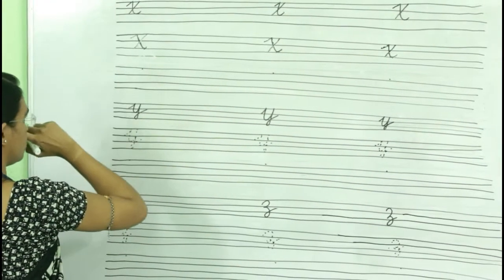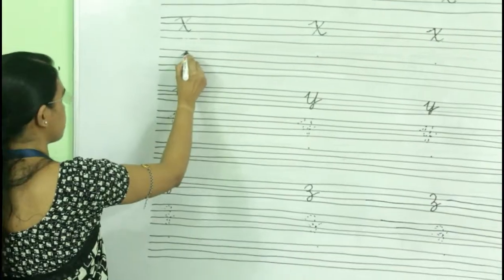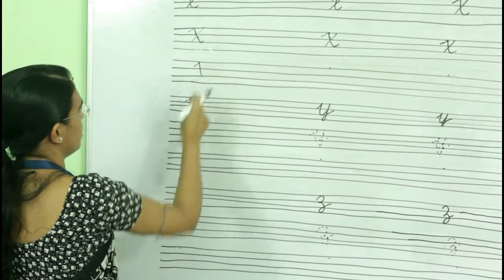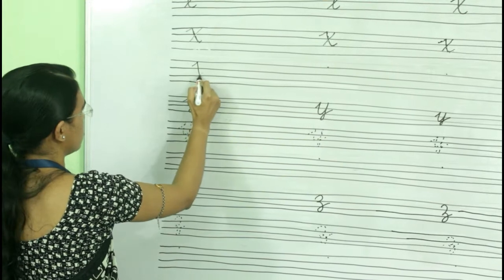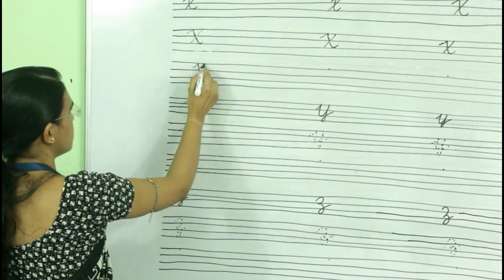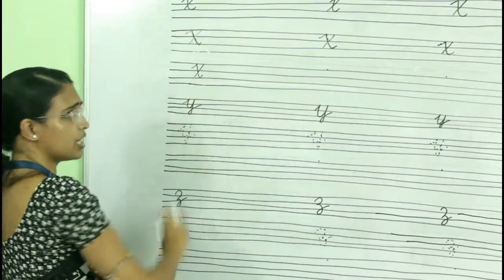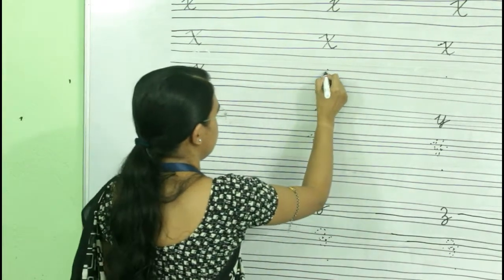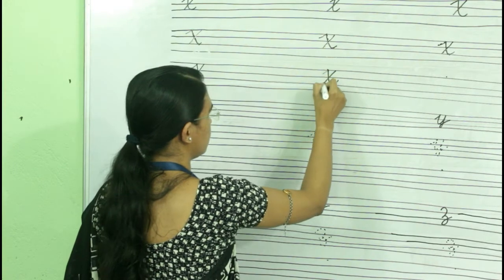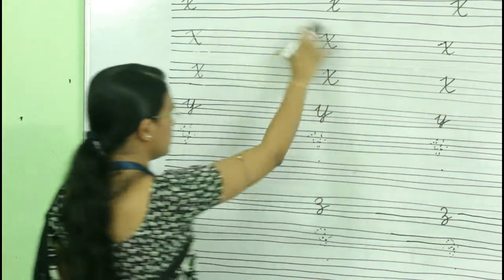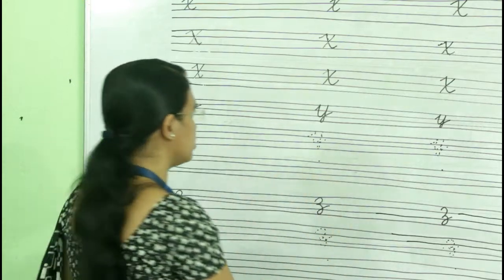Now here you have to write from here. Draw a small slanting line, then another big slanting line, then a small curve line like this, then another slanting line. The two lines cut each other, okay? This is cursive capital letter X. So write this X on one page.